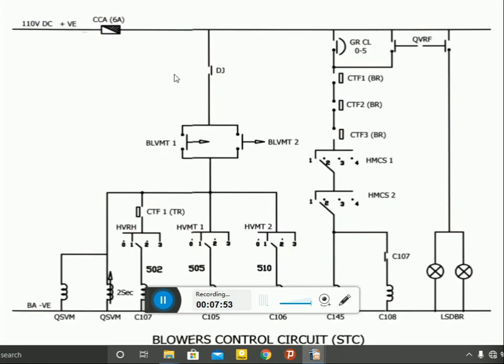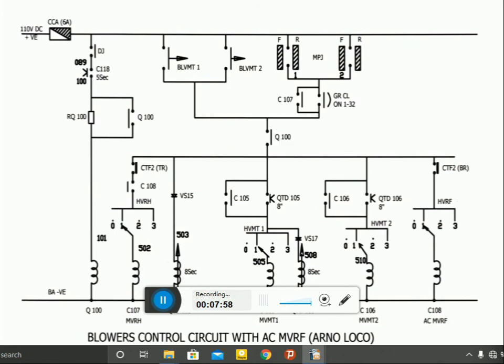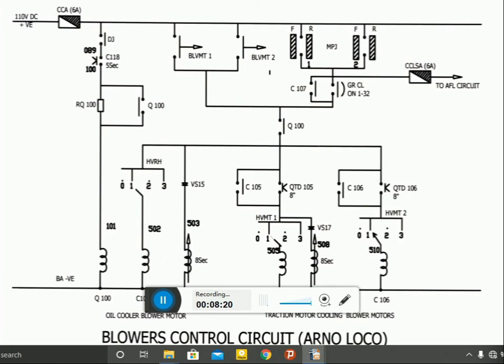the problem may be in the CCA fuse, Q100 relay not energizing, switch valve may be defective, or Q100 interlock may be defective.